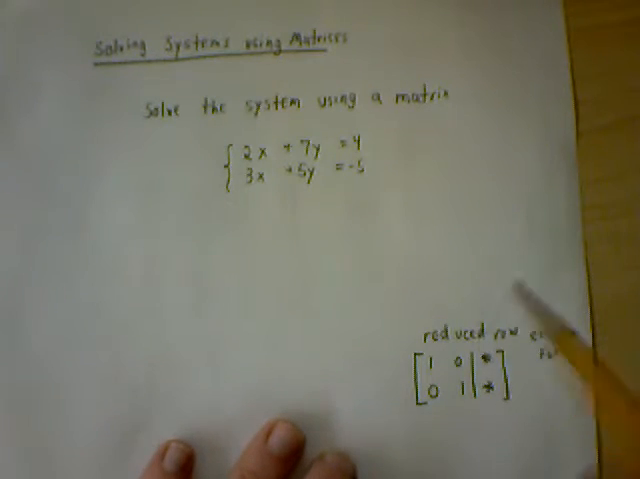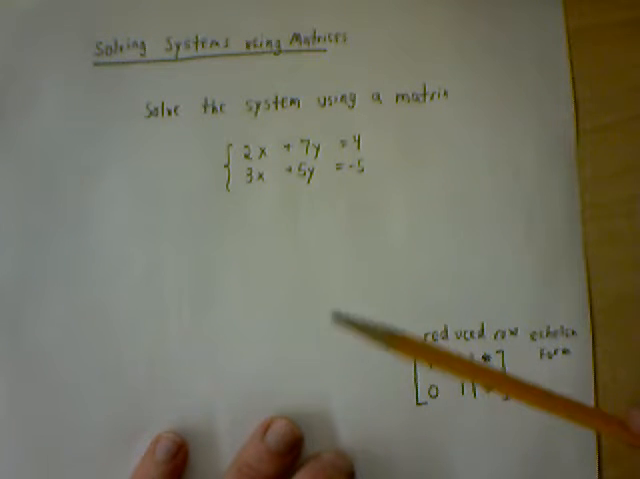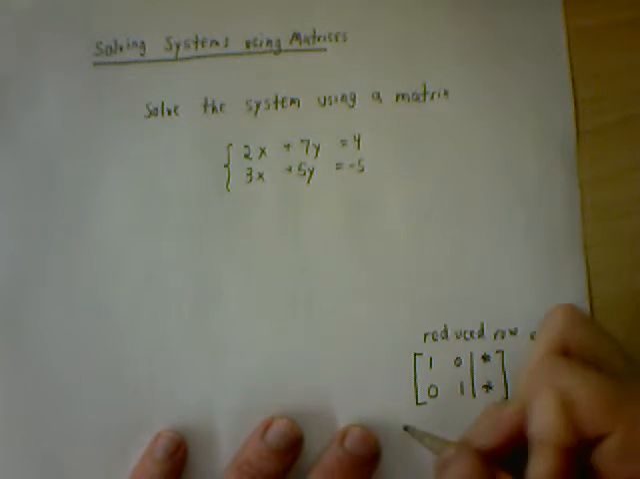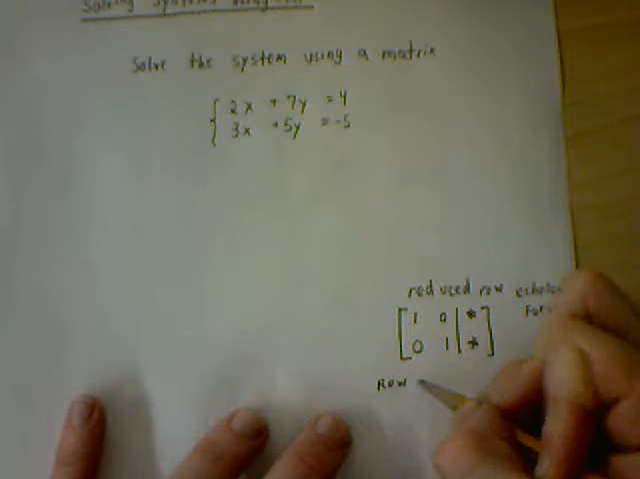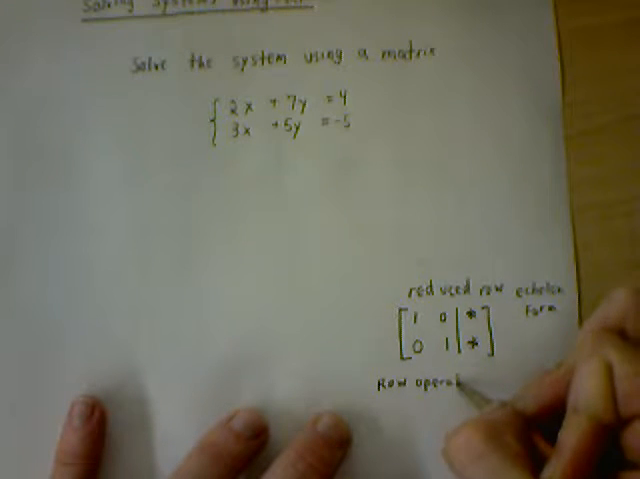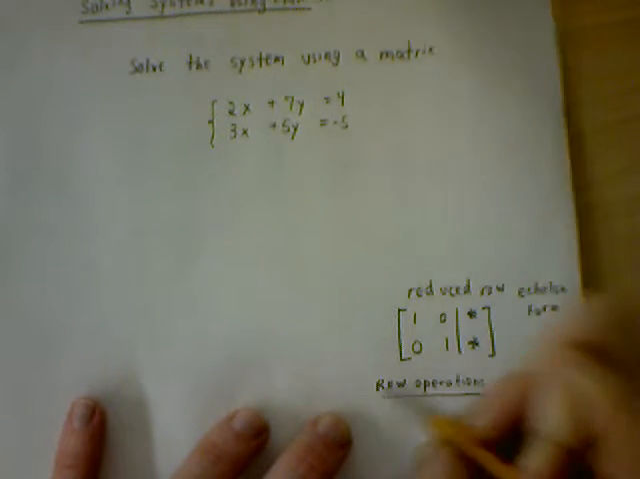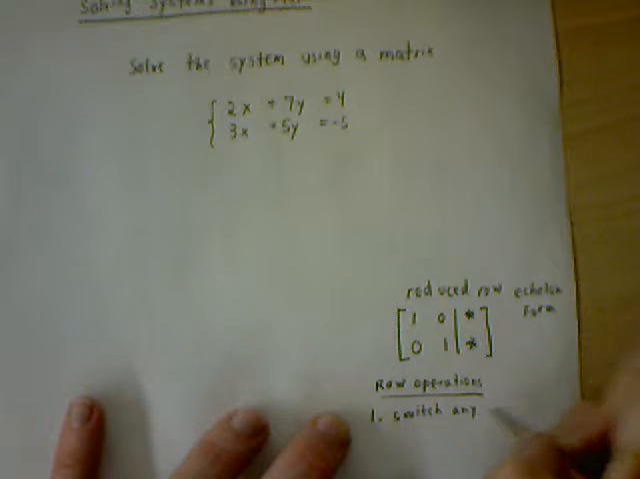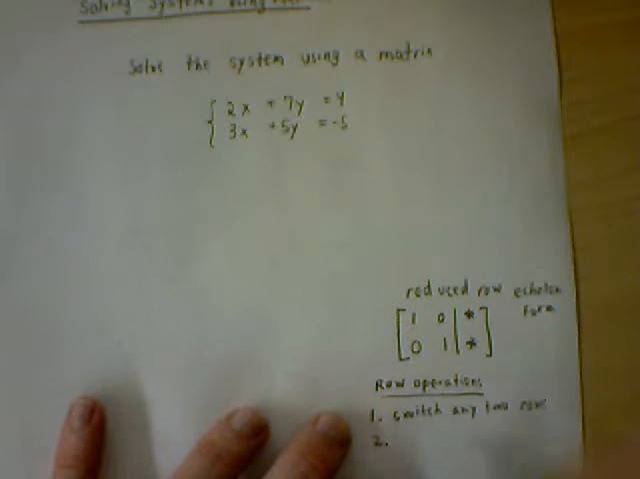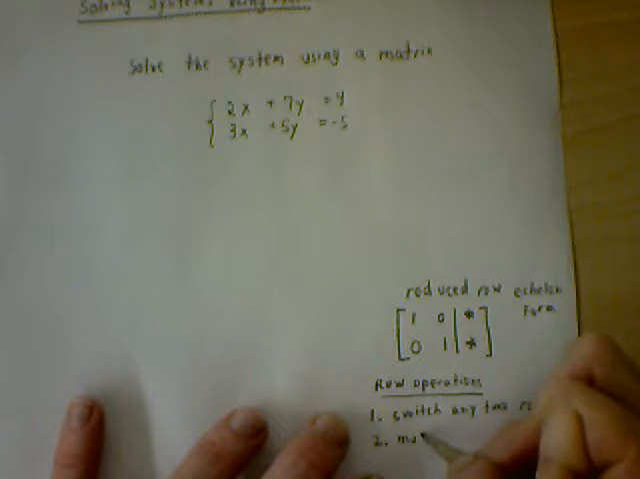In the last video, I highlighted that there are different row operations you can do. You can switch any two rows, multiply a row by a constant. So I'll write those out. Row operations: 1. You can switch any two rows. 2. You can multiply a row by a constant.